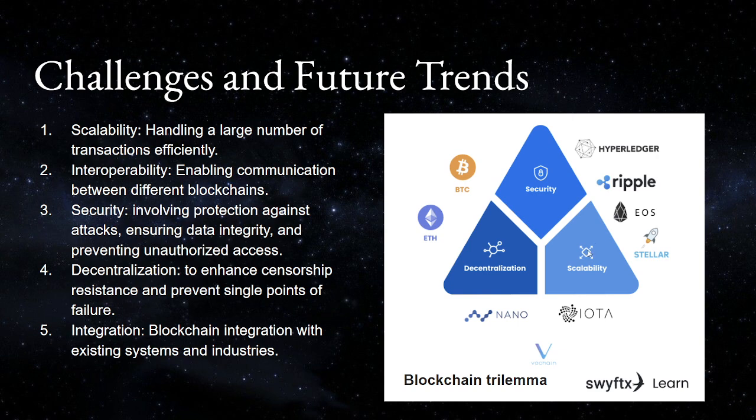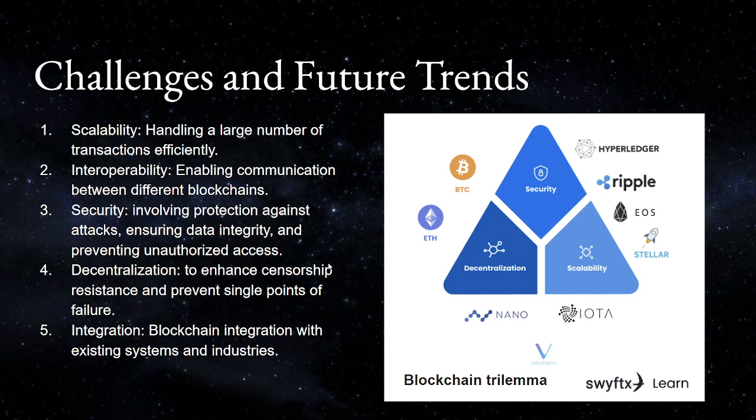Now, Ethereum or Bitcoin are secure as well as decentralized, but they are not as scalable as Stellar or Ripple. Now, Hyperledger and Ripple are secure as well as scalable, but they are not as decentralized as Ethereum. Nano as well as IOTA are decentralized as well as scalable, but they are not as secure as Bitcoin or Hyperledger.